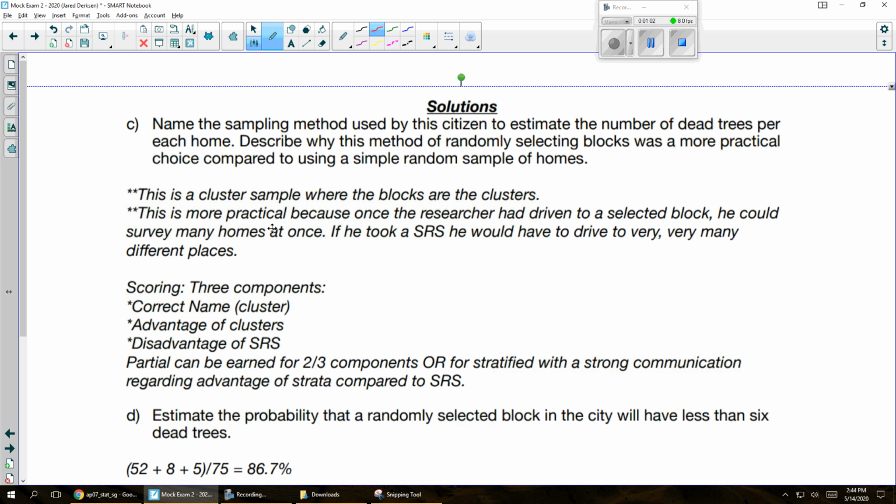Letter C, we've got clusters. Stating that it's a cluster, giving the advantage and the disadvantage will give you an essentially correct. If you only do 2 of those, you can get a partial. If you talked about stratifying with really good explanation of why it's stratified, which it's not, but you could get a partial out of that if you compared it correctly to a simple random sample.